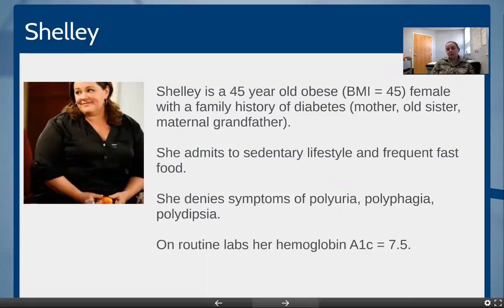Shelley, after receiving intensive lifestyle education, including exercise recommendations and offering to meet with nutritionists, declined therapeutic lifestyle changes and wanted to start taking a medication. So after continuing to counsel her on the importance of a healthy lifestyle, we decided to start a medication on her. What medication do you think would be the most appropriate first-line medication? Think about it.